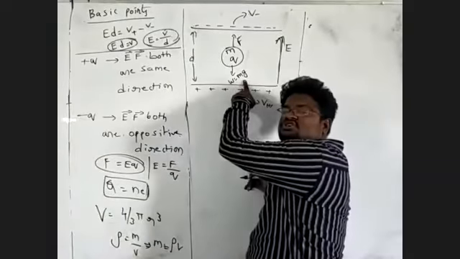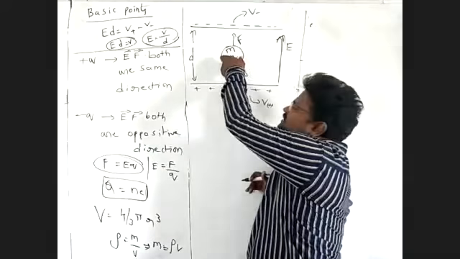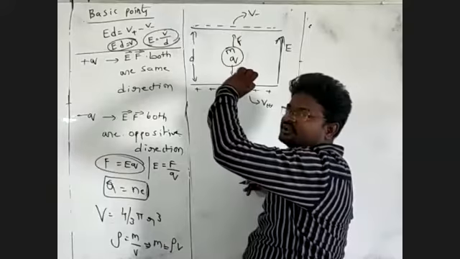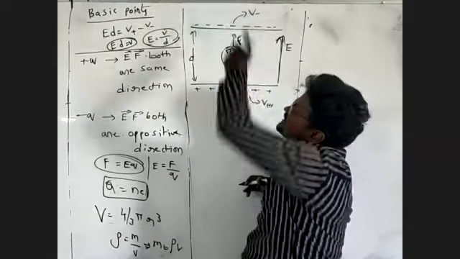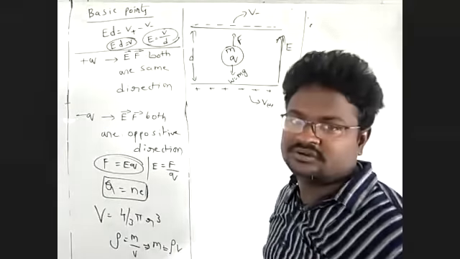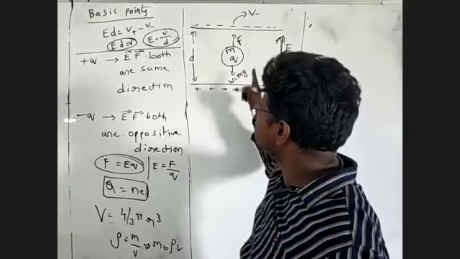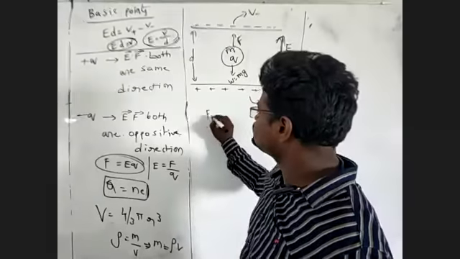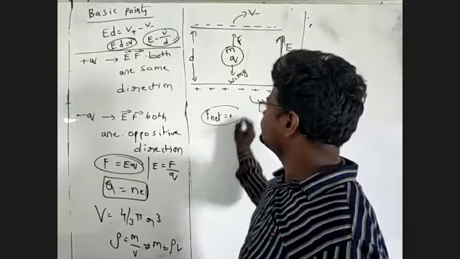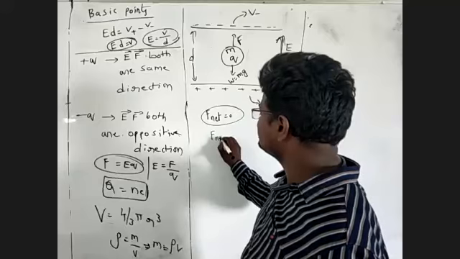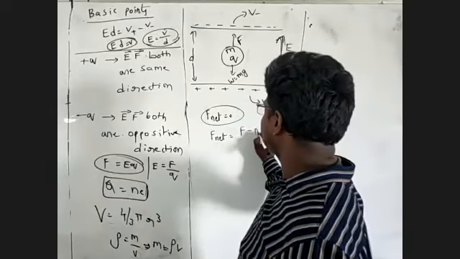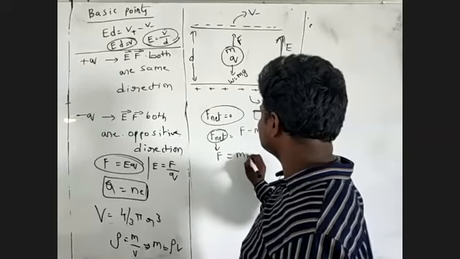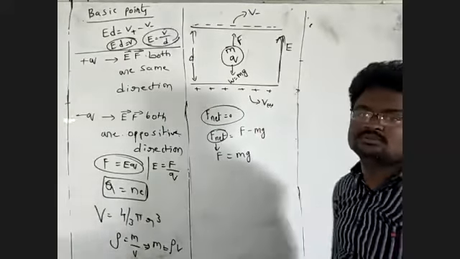The weight mg pulls the bulb in the downward direction. Force F pulls the bulb in the upward direction. This force is balanced by the weight mg. Net force is equal to 0, which means net force is equal to upward force minus downward force. Net force 0 means F is equal to mg.